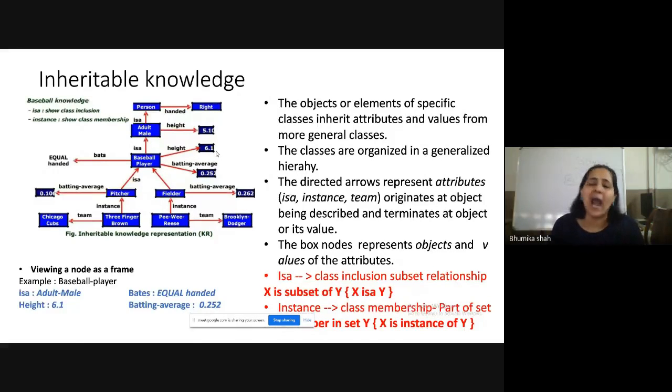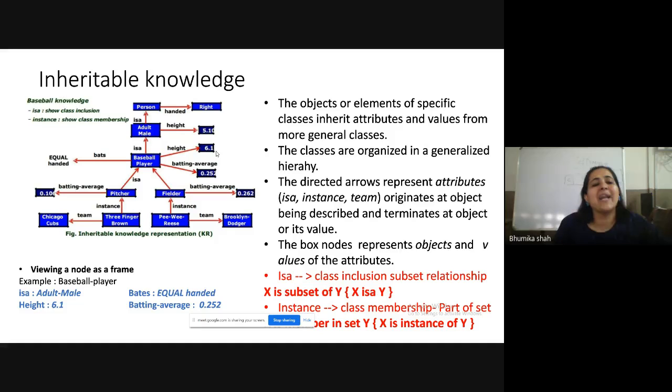And what is the height attribute's value over here? 5'10". Okay. Now we'll go back to another subclass, that is baseball player. An adult male can be a baseball player also. For a baseball player, what specific property is it having?